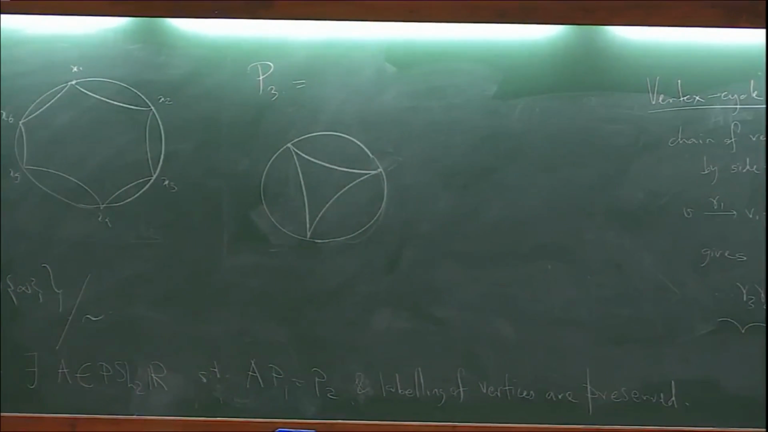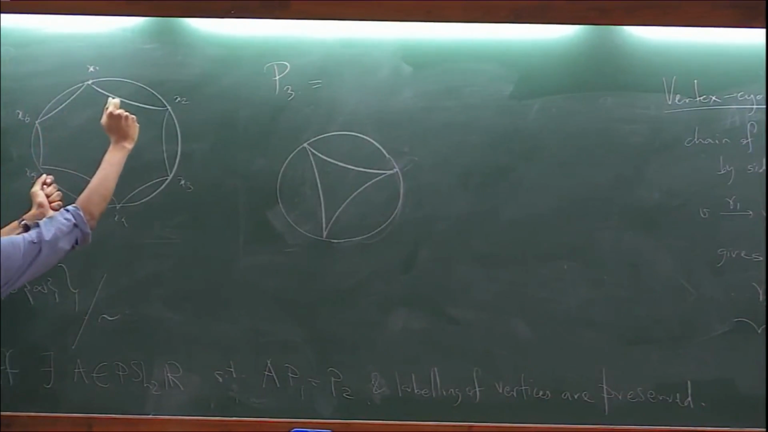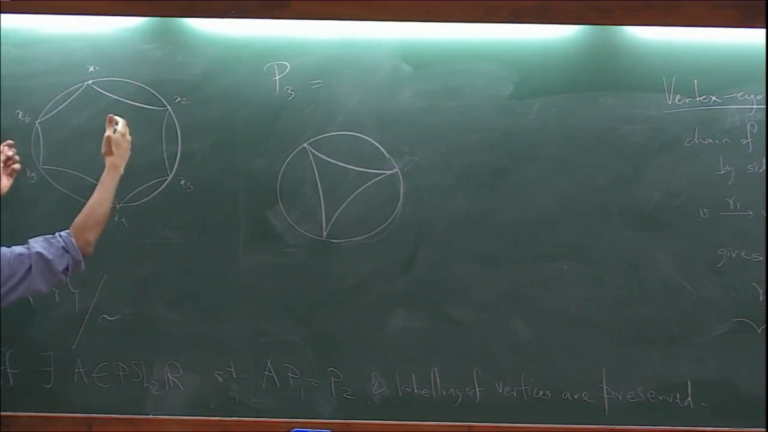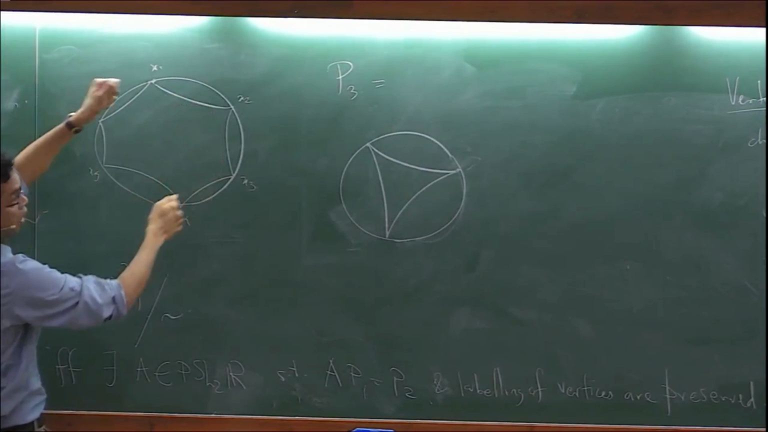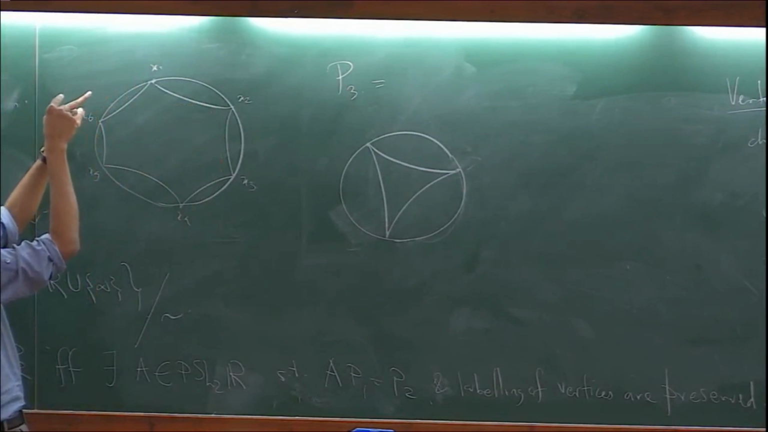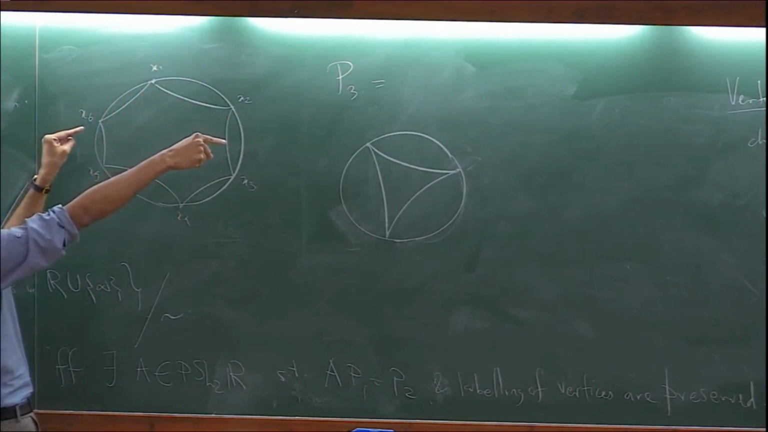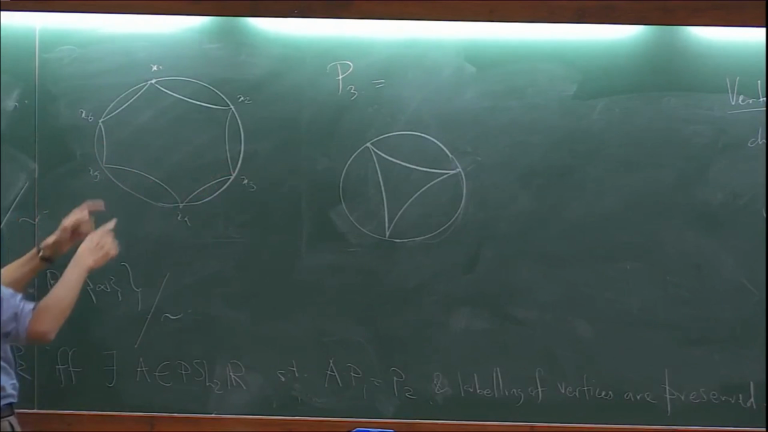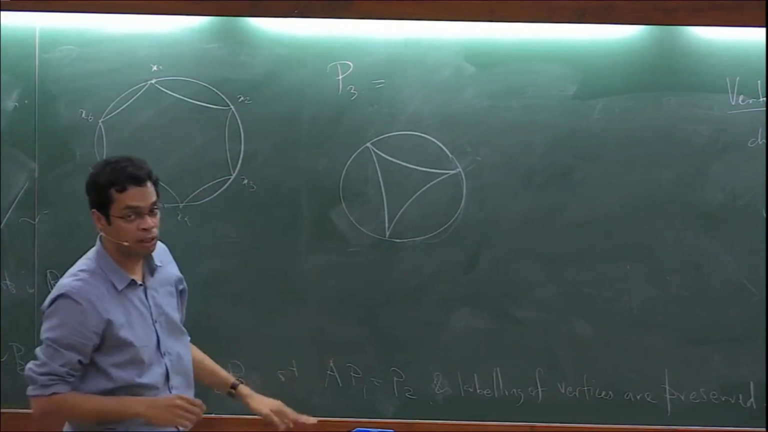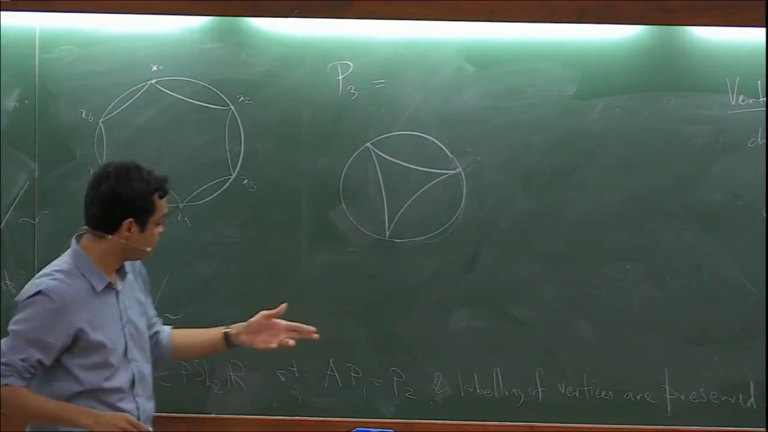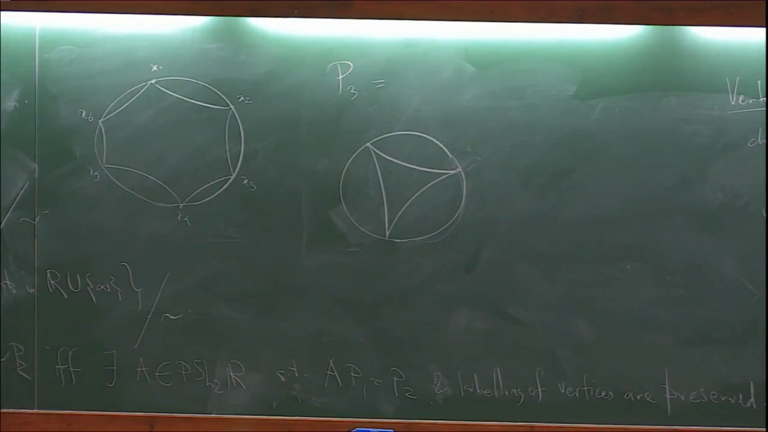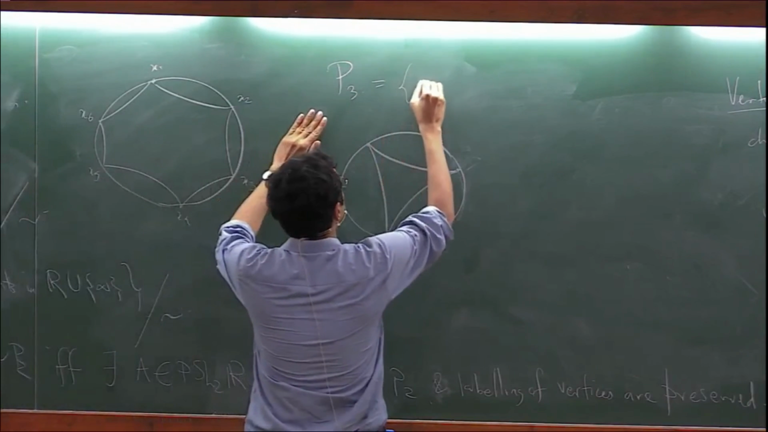So two polygons are the same if there's a hyperbolic isometry, an element of PSL2R, which takes one to the other, taking the vertex labeled 1 in one to the vertex labeled 1 in the other, 2 to 2, and so on. So what's P3 then? What's the space of all ideal triangles up to this equivalence? Yes, there's only 1 point here, a singleton.